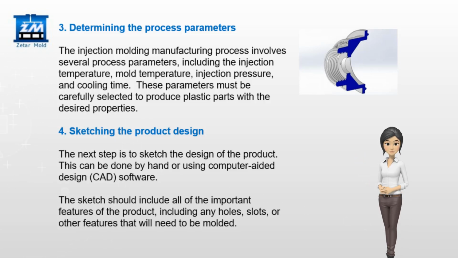Sketching the product design. The next step is to sketch the design of the product. This can be done by hand or using computer-aided design (CAD) software. The sketch should include all of the important features of the product, including any holes, slots, or other features that will need to be molded.